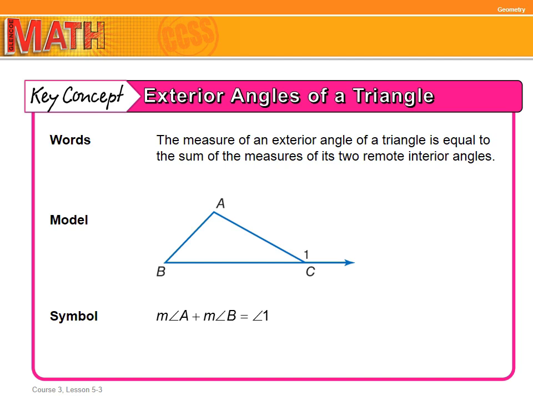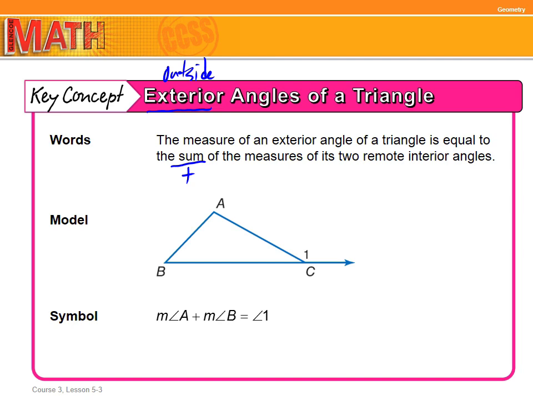This next key concept talks about exterior angles of a triangle. Exterior meaning outside. The measure of an exterior angle of a triangle is equal to the sum, so adding, of the measures of its two remote interior angles.